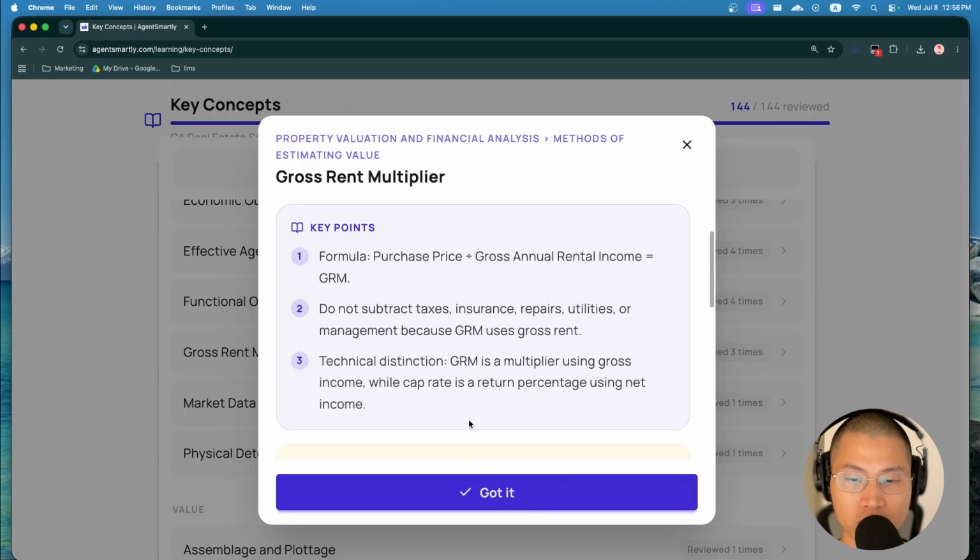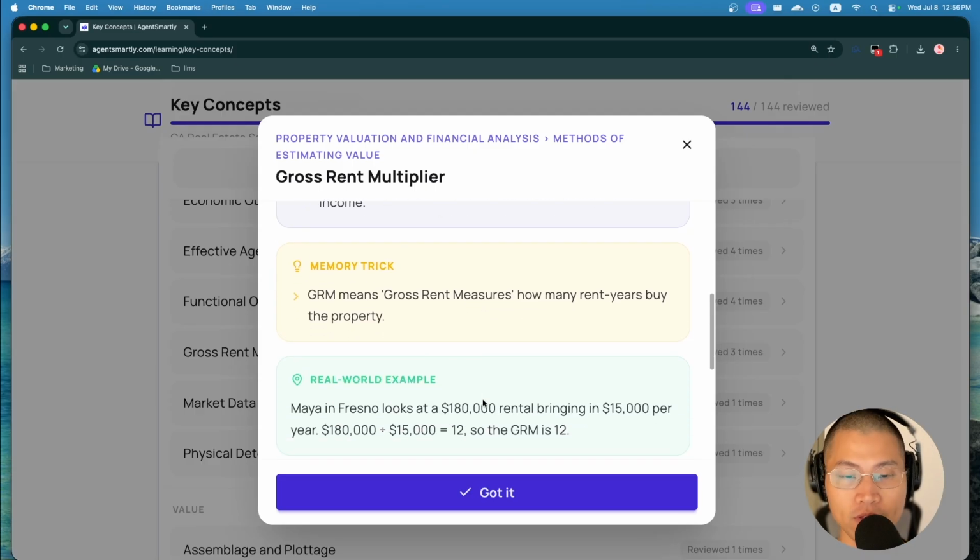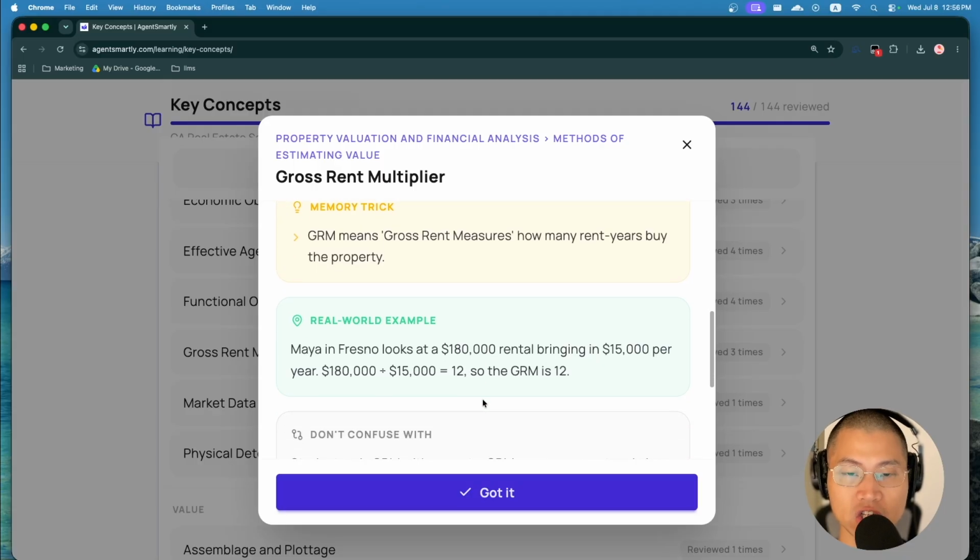Okay, so the technical distinction: GRM is a multiplier that uses gross income, while cap rate is a return percentage that uses the net income. For the memory trick, GRM means gross rent measures how many rent years buy this property. Once again, it calculates, based on the monthly rent, how long, 8 years, 9 years, 10 years, you could buy this. Do not subtract any of the expenses.